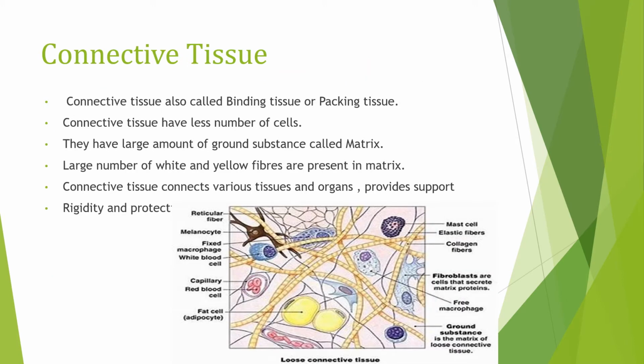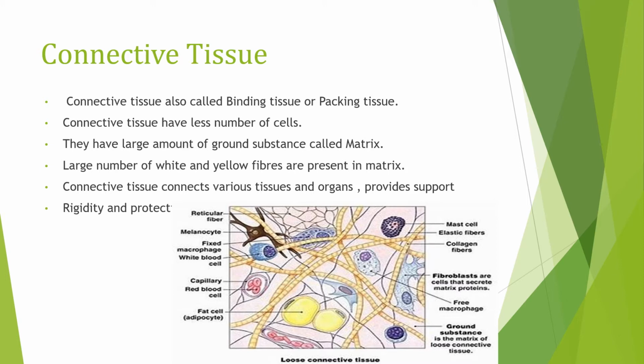As we have already studied, the animal tissues are grouped into four basic types. They are epithelial tissue, nervous tissue, connective tissue and muscular tissue. Now let us study about the connective tissue. Connective tissues are also called the packing tissue or the binding tissue.